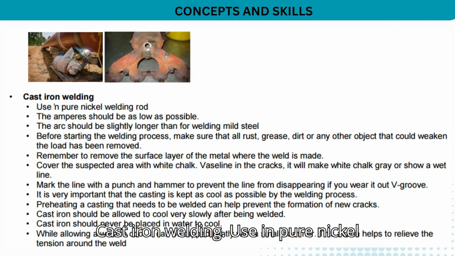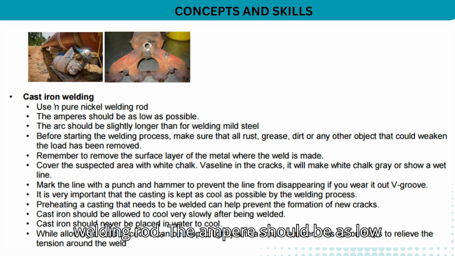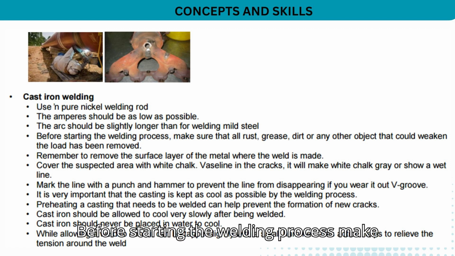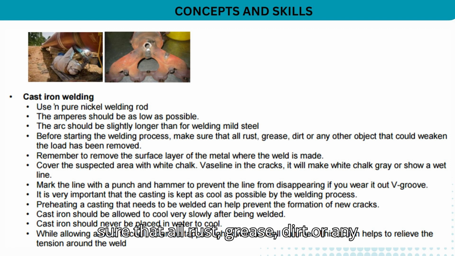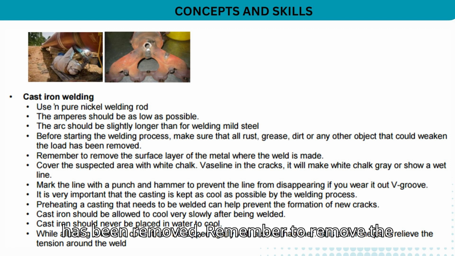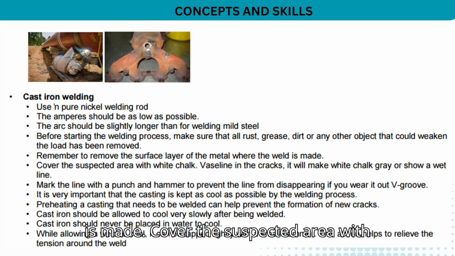Cast iron welding. Use a pure nickel welding rod. The amperage should be as low as possible. The arc should be slightly longer than for welding mild steel. Before starting the welding process, make sure that all rust, grease, dirt or any other object that could weaken the weld has been removed. Remember to remove the surface layer of the metal where the weld is made.